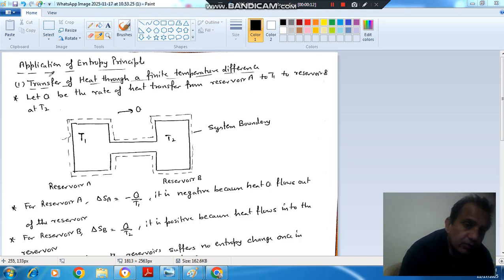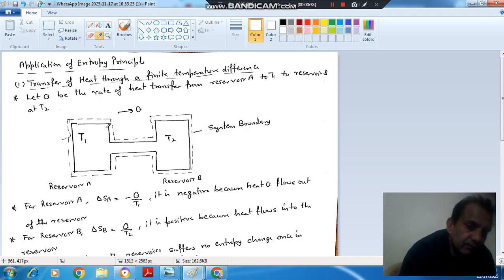And in this, the next topic is application of entropy principle. First application of entropy principle is transfer of heat through a finite temperature difference. Suppose we have two reservoirs, A and B. Reservoir A is maintained at temperature T1 and reservoir B is maintained at temperature T2. Q is the heat transfer from reservoir A to reservoir B.